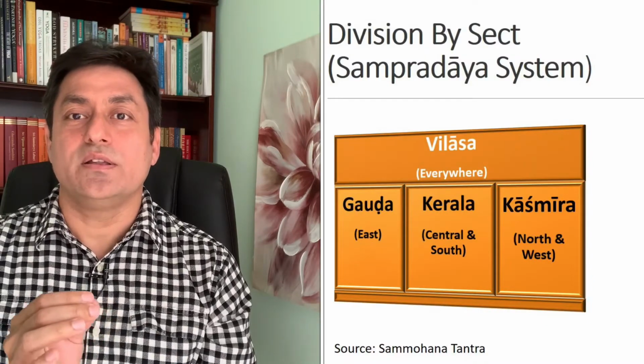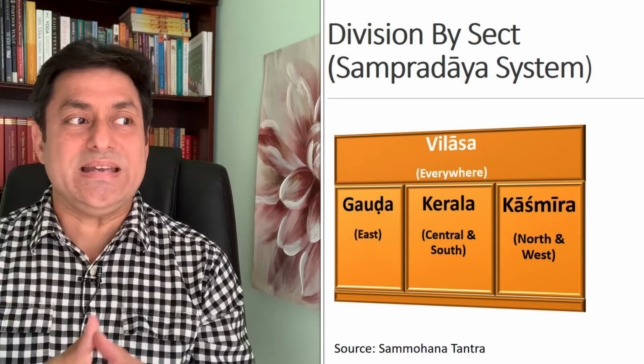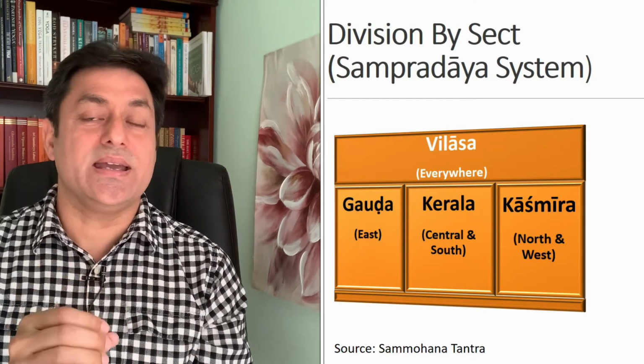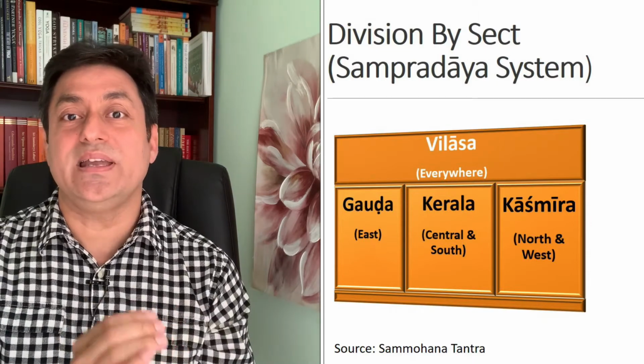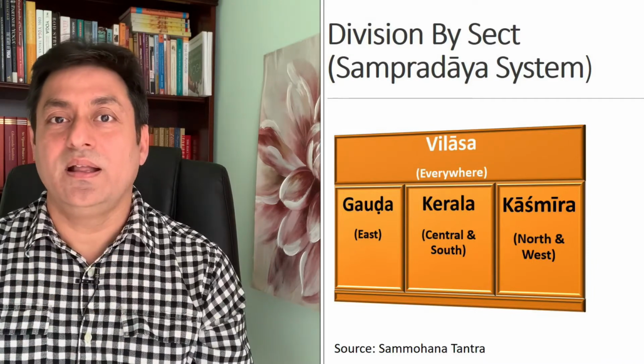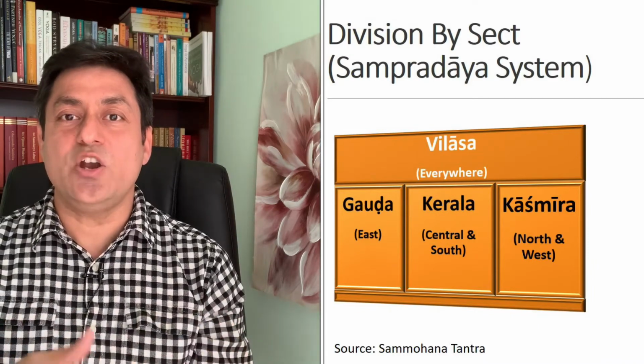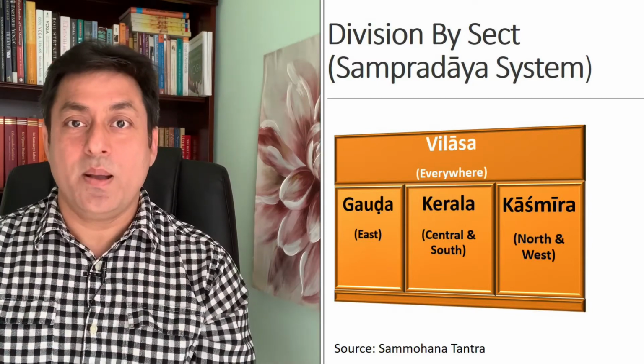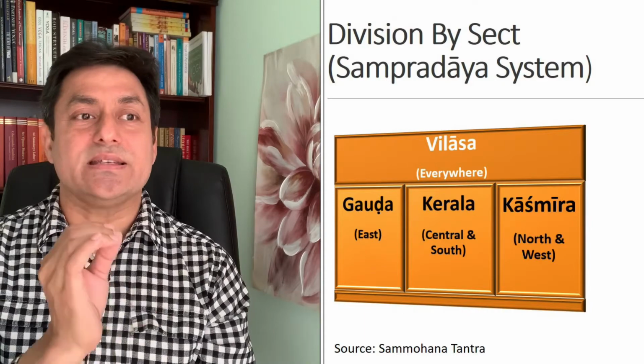So, the next classification is based on sects or Sampradāya inside India. The first one is called the Gauda sect, which is predominantly in the east. Second is the Kerala sect, which is predominantly in central and south India. Third one is the Kashmir sect, which is predominantly in the north and the west. But the Vilasa sect is everywhere. The Krāntās and Sampradāya are more or less based on geographical areas.